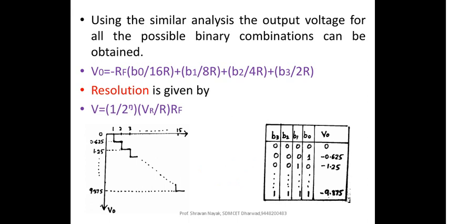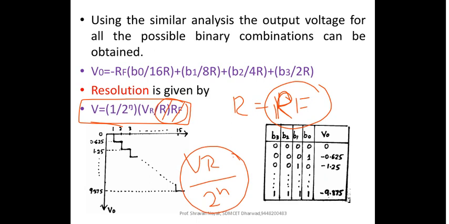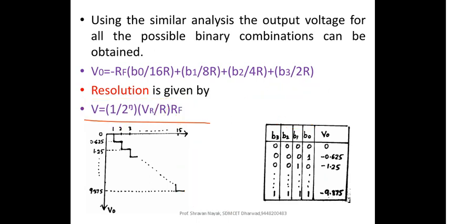So again, if you look at the resolution here, as long as you take R equal to RF here, you will get the same equation that we had for the binary weighted type of DAC. V is equal to 1 divided by 2 to the n into VR divided by R into RF. So if you take these two as equal, then it is again going to be VR divided by 2 to the power of n. So the formula for the resolution remains the same.